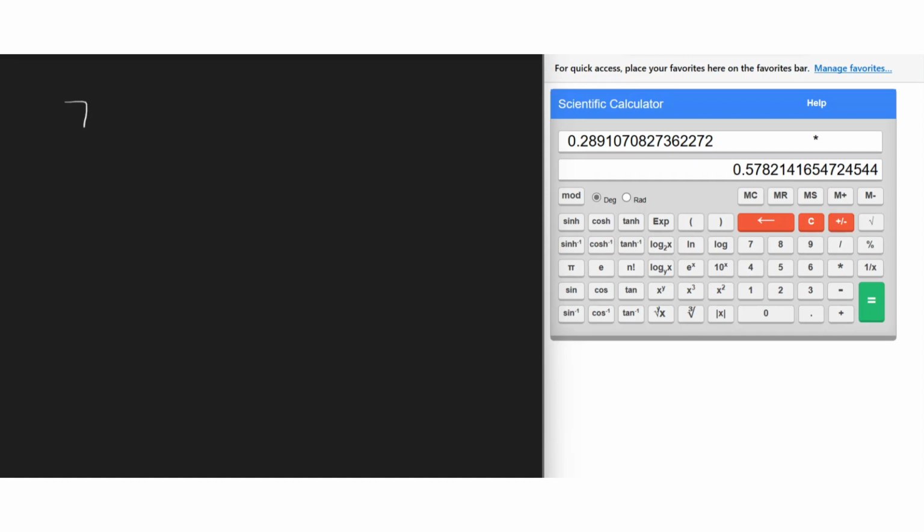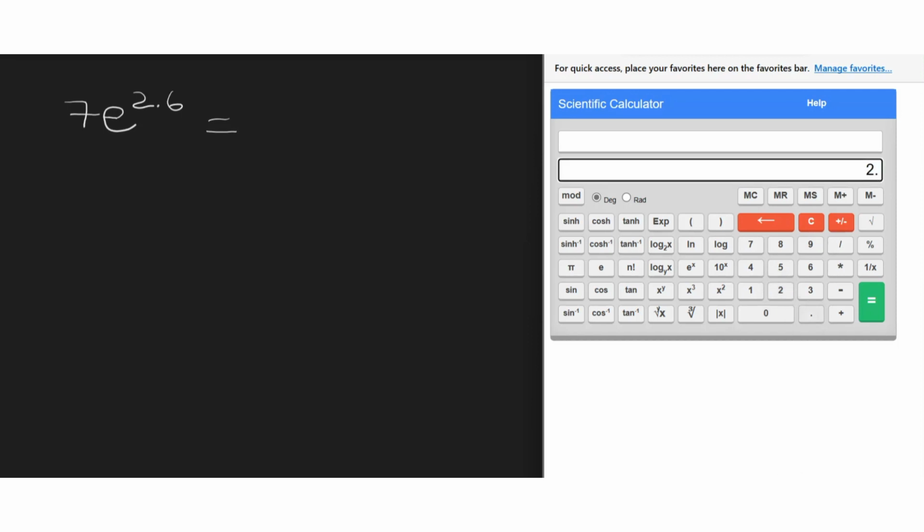Now I need to find e raised to something. I'm taking this example, 7 e raised to 2.6. For this, first let me just clear this. Here I'll type 2.6, then press e raised to x, then the multiplication sign, 7, and equal to. So we get this as 94.246.